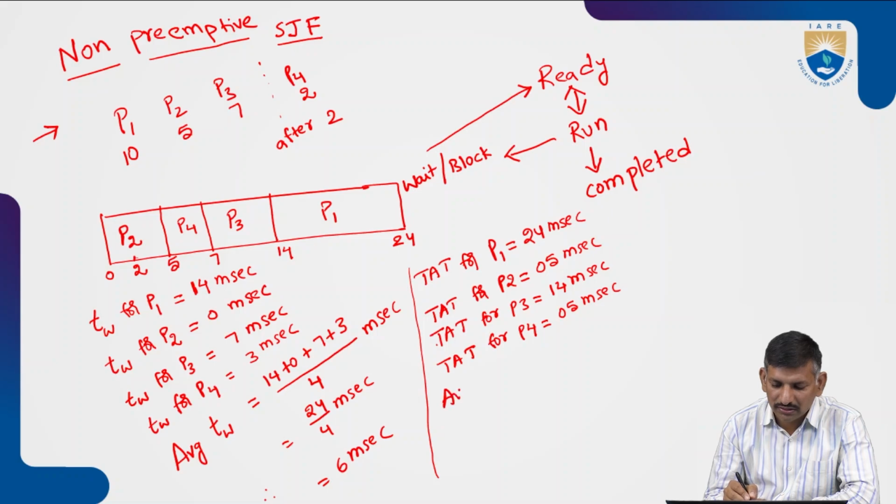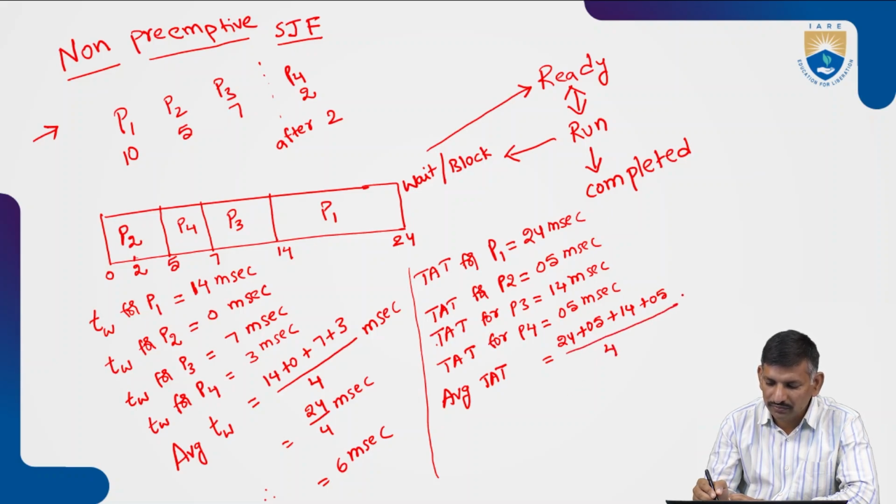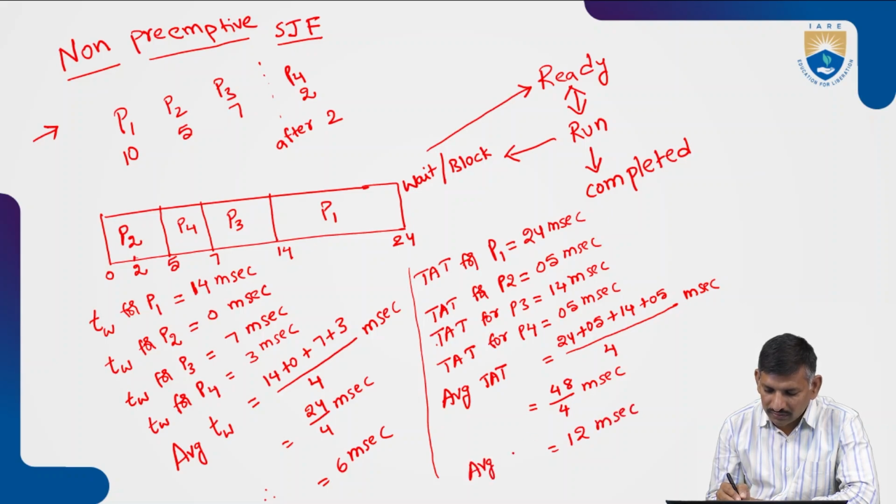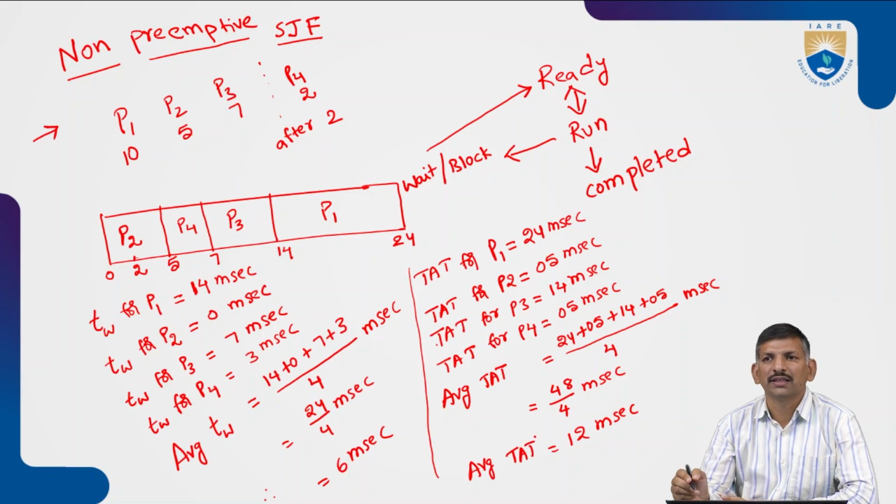So the average turnaround time for this requirement is 24 plus 5 plus 14 plus 5 milliseconds divided by 4. So 48 by 4 milliseconds, which means 12 milliseconds average turnaround time for this requirement.